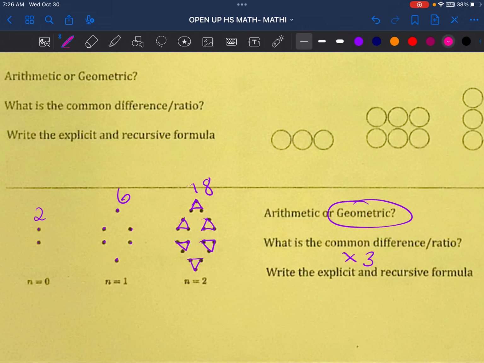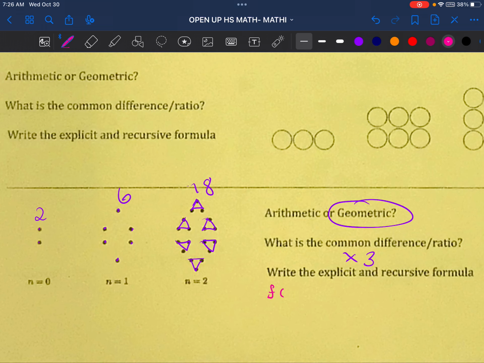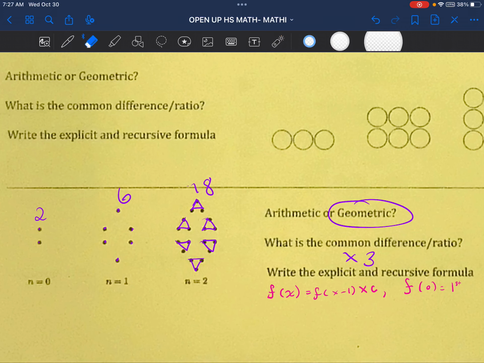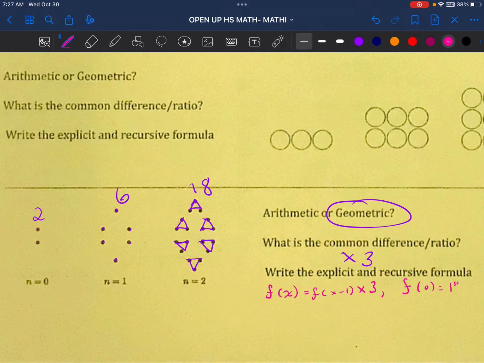Alrighty, moment of truth. We've got to go through and write an explicit and recursive formula. Let's start with recursive. If I did the generic form again, it would be f of x equals f of x minus 1, right, because that's how it always starts, and then times your common ratio. And then don't forget, f of 0 equals whatever your first term is. Okay, wait a minute, I know what my common ratio is. I can take that out and put in what my common ratio is, which is times 3, so I should have a times 3 right there.